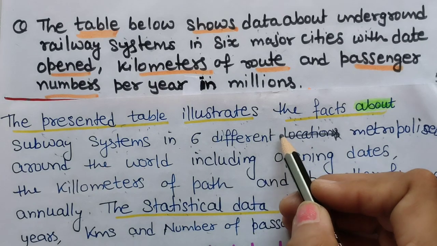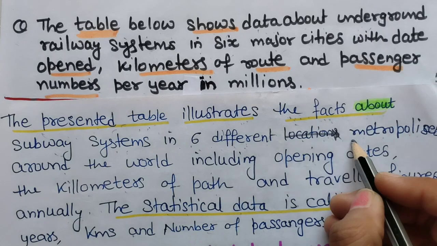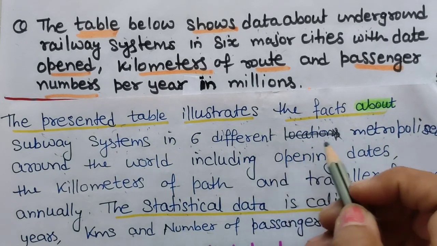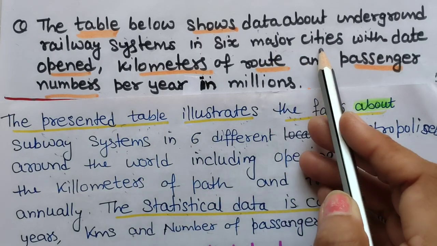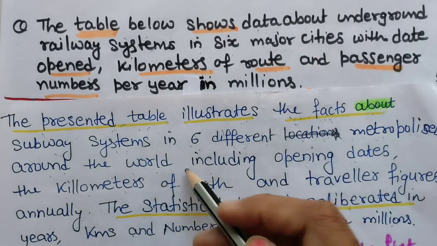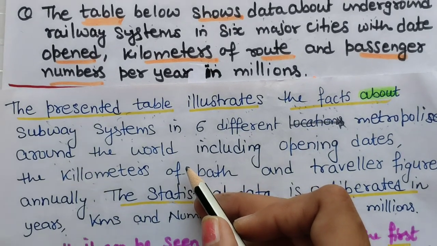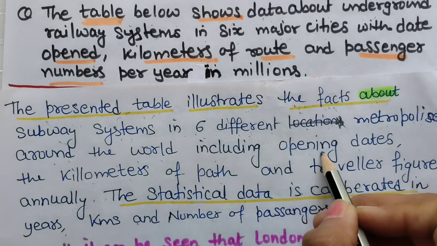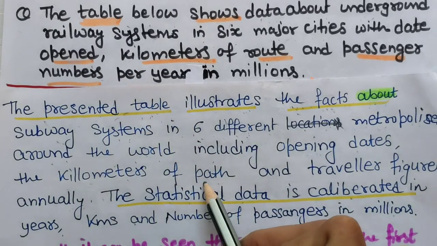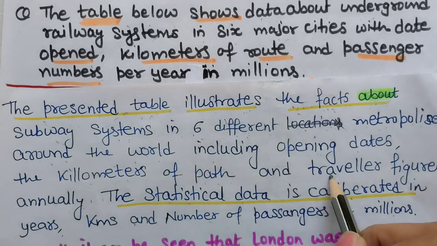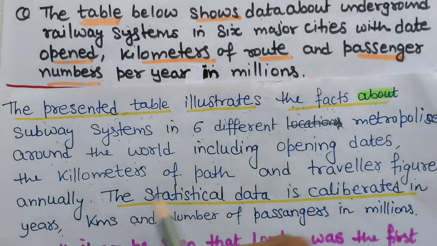Now here in bracket you can write all locations name: London, Paris, Tokyo, Washington DC, Kyoto and Los Angeles. So you start with London metropolises around the world. So here 6 major cities, so we have written around the world because that is not in one country. These are European and American countries, even Asian countries also. Around the world, including opening dates. Instead of date opened, we have written opening date. The kilometers of path, instead of route, we have written path. And traveler figures, instead of passenger numbers, we have written traveler figures annually.